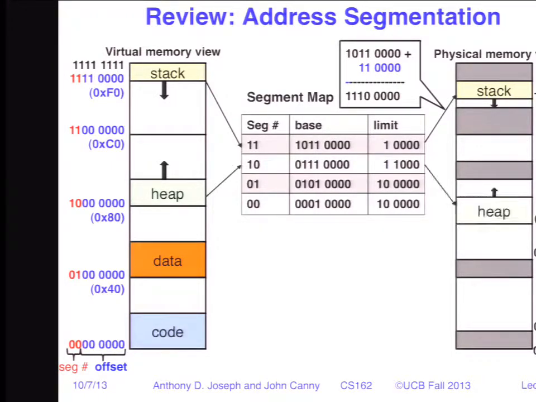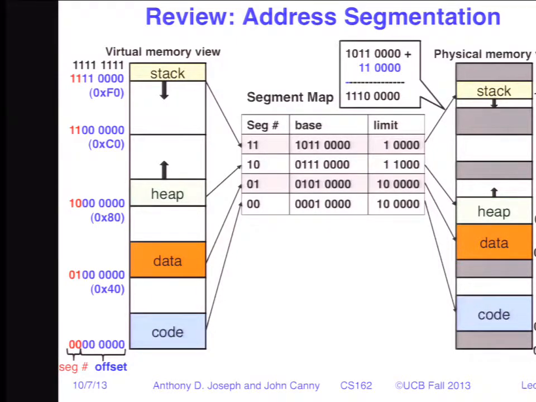Similarly, our heap is segment 10. And that maps us to 0111 0000. Okay, so right here in physical memory. Same thing for our data. That's segment 01, starting at location 0101 0000, okay, so that's this region here. And then finally, our code is segment 0, so that maps us to segment 0001 0000, which is down here, okay?